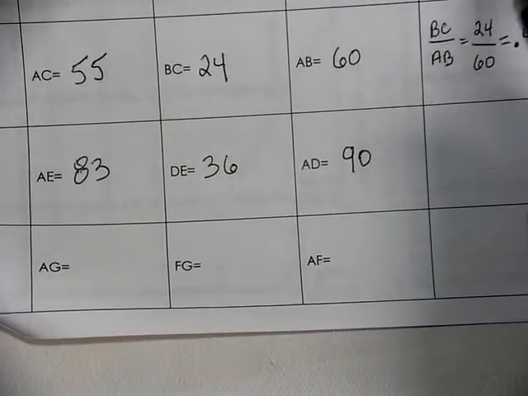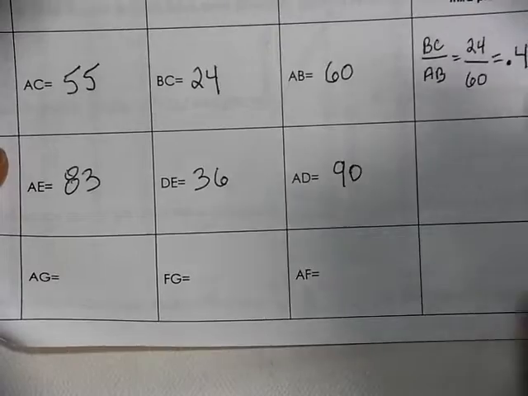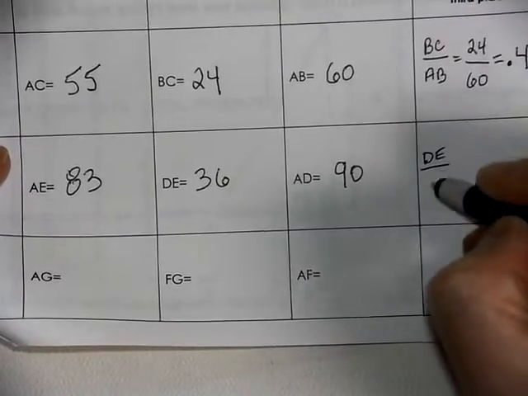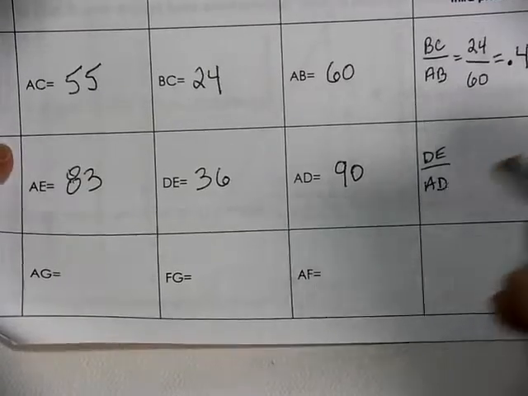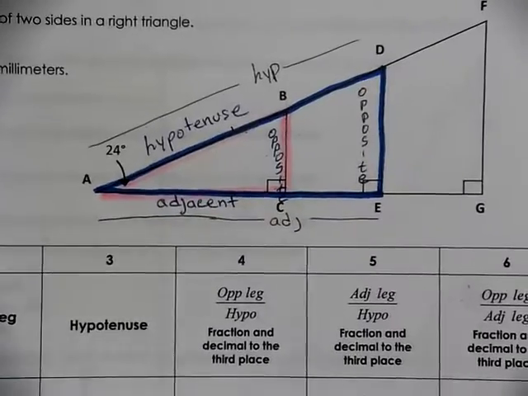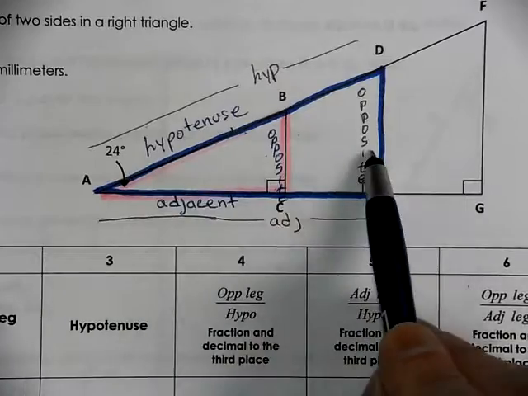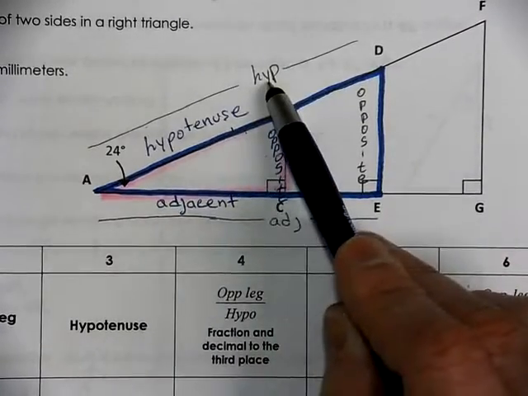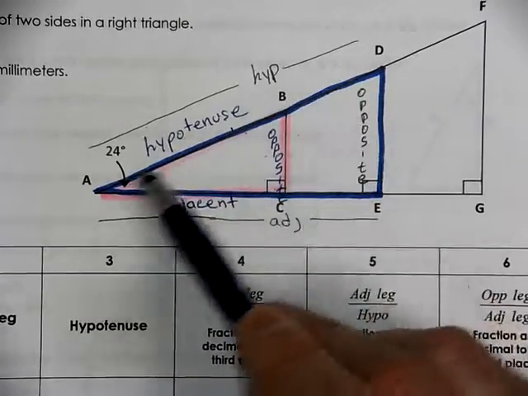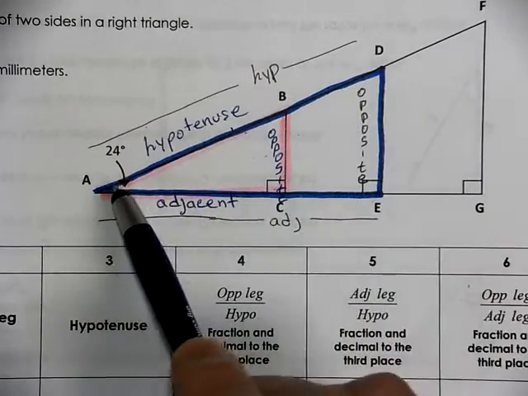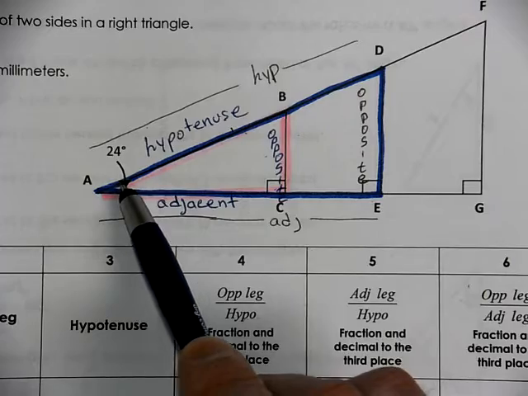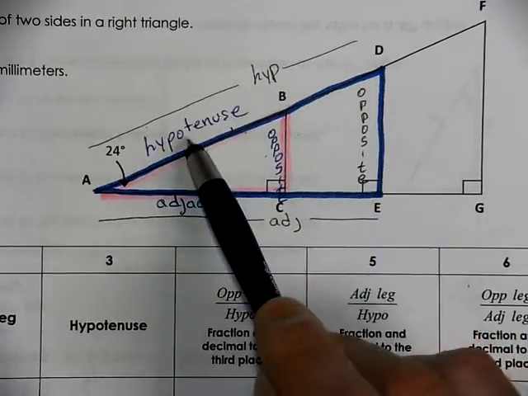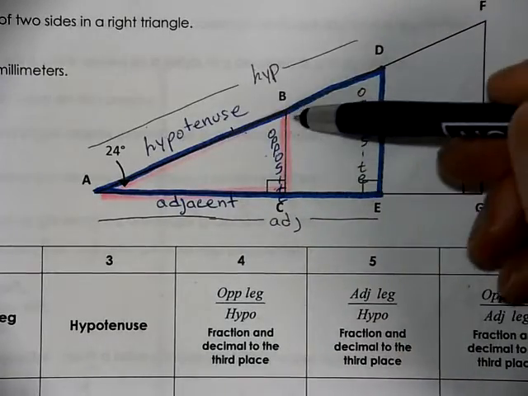Now we're going to look at the opposite over the hypotenuse. The opposite side is DE. The hypotenuse was AD. We know that by coming back up to our shape. The opposite was DE, and the hypotenuse was AD. So from the angle, the opposite side is across from it, and the hypotenuse is always across from the right angle.